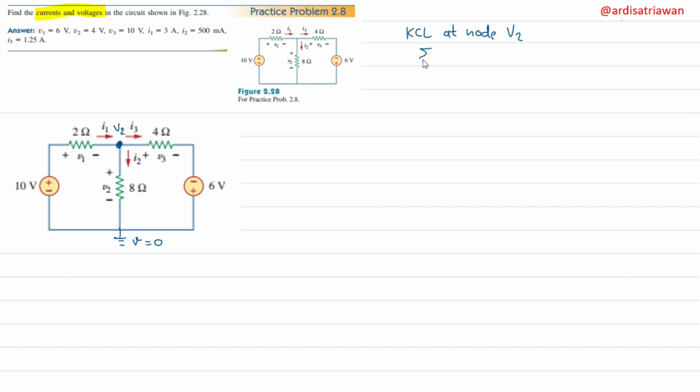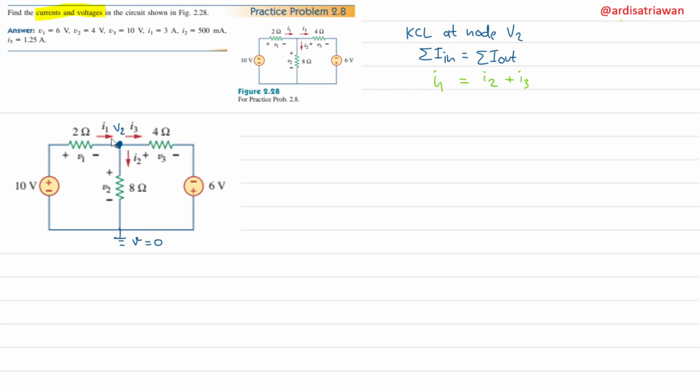So let's see what KCL says. KCL says that the sum of the current that goes in is equal to the sum of the current that goes out. Okay, the only current that goes in is I1, so let's rewrite that I1. And then the currents that go out are I2 and I3, so I'll have I2 plus I3.